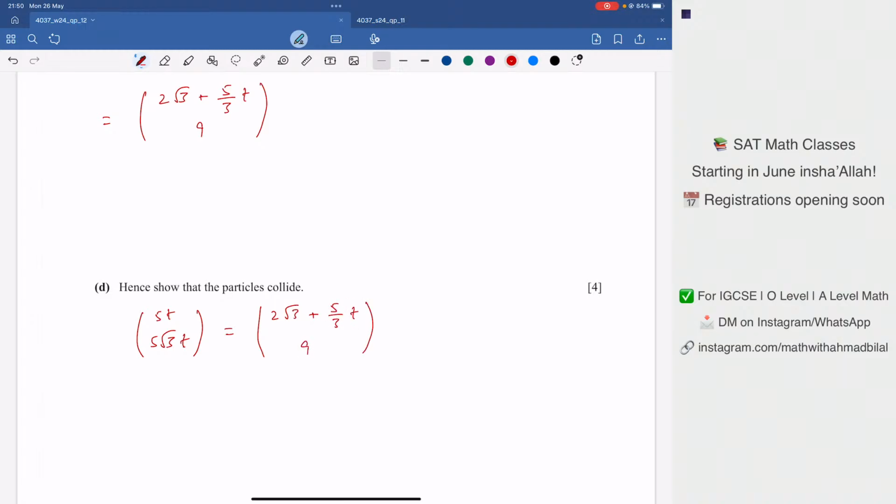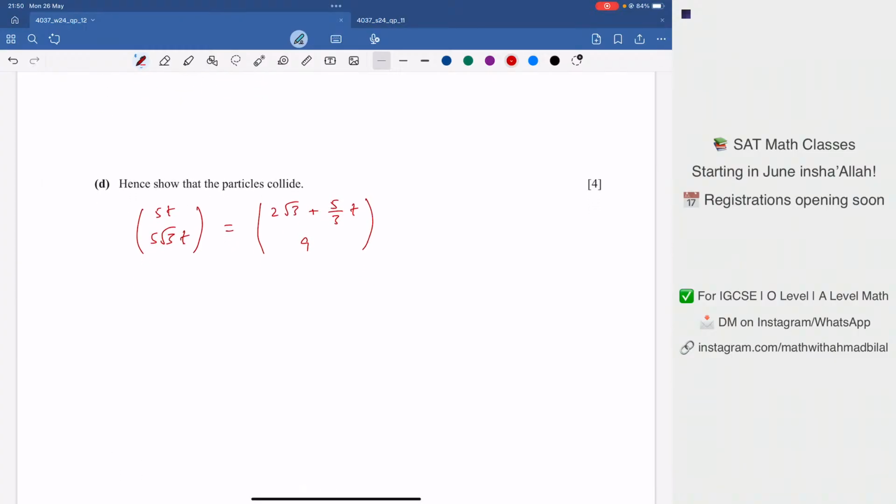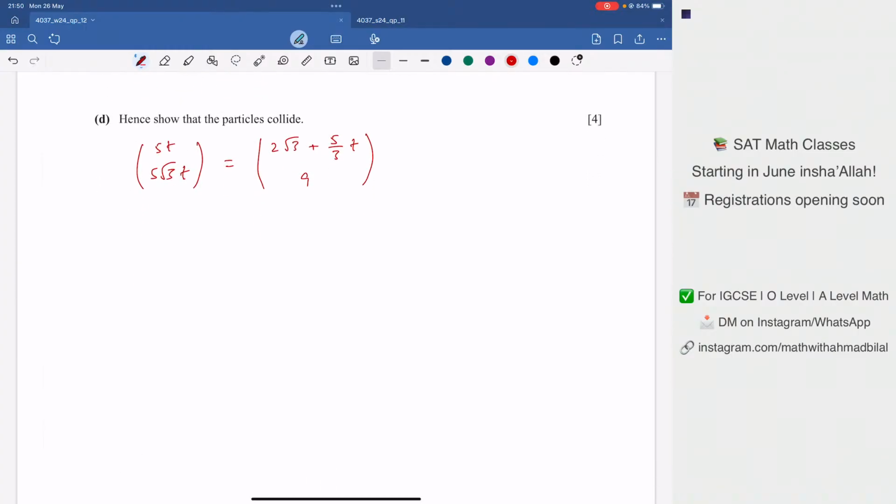and 9. Now, if the particles collide, this equation should give you a solution, right? There should be some value of t at which the two vectors become equal to each other. Now, we're getting two equations from this, right? This is one equation, this is another equation. 5t equals 2 under root 3 plus 5/3t. That's one equation that we're getting. 5 under root 3t equals 9. This is the other equation that we're getting.